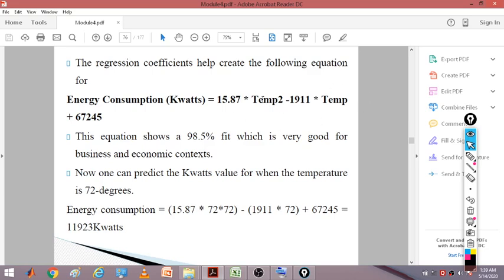Using this, we can predict the energy consumption in terms of kilowatts. If at a particular instant of time the temperature is 72 degrees, what will be the energy consumption? That can be obtained by substituting 72 in these places: 72 into the temperature term and 72 square into the temperature square term, and then we get the answer. So this is how we make predictions by obtaining equations in terms of curve fitting, whether linear, non-linear or curvilinear.